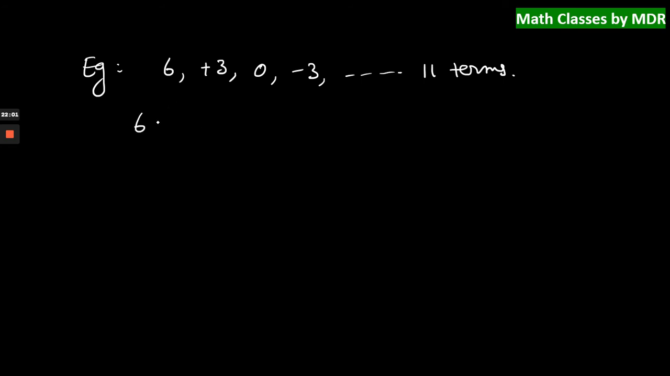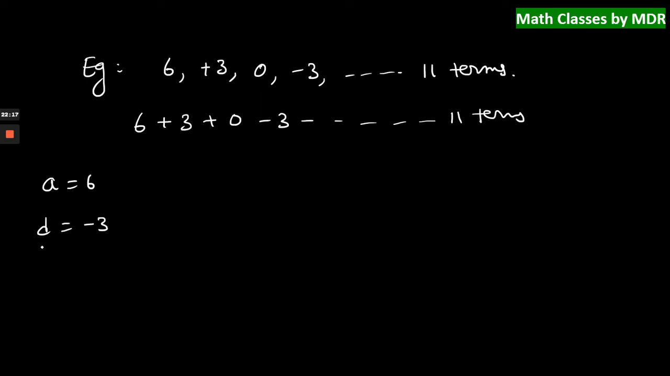So on adding, what do you get? 6 plus 3 plus 0 minus 3 minus and so on, 11 terms, right? So now let us get the first term here. a is equal to 6. What is d? d equals minus 3. It is not 6 minus 3; most of the students make a mistake here. The difference is always 3 minus 6. Second term minus the first term, or third term minus the second term. It is always succeeding term minus preceding term.